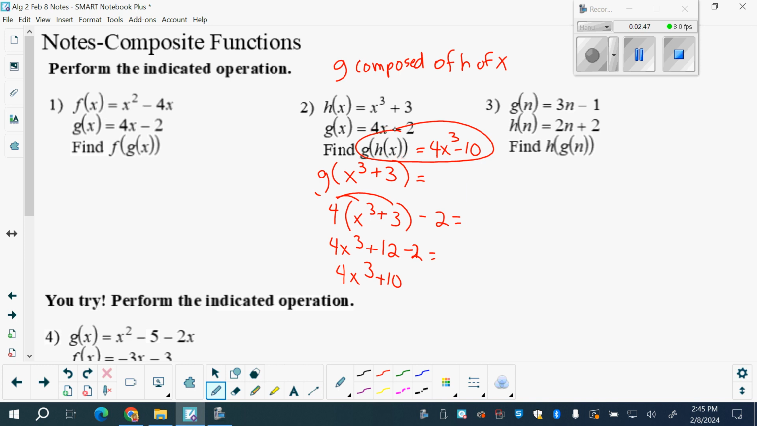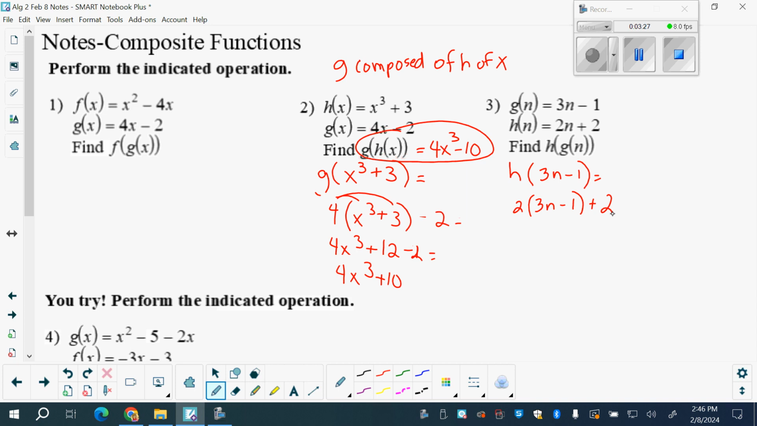We're going to do number 3 next. We're going to find H composed of G of N. Where do we start? Inside or outside? Inside. So we are going to find H of 3n minus 1. I took the 3n minus 1, which is G, and I substituted it for the G of N. So now in the H function, it's 2n plus 2. So it's going to be 2 times 3n minus 1 plus 2.